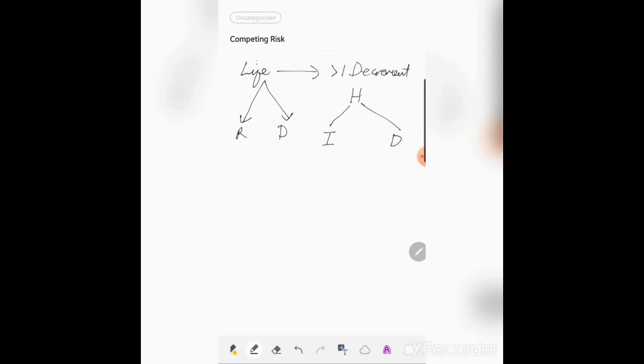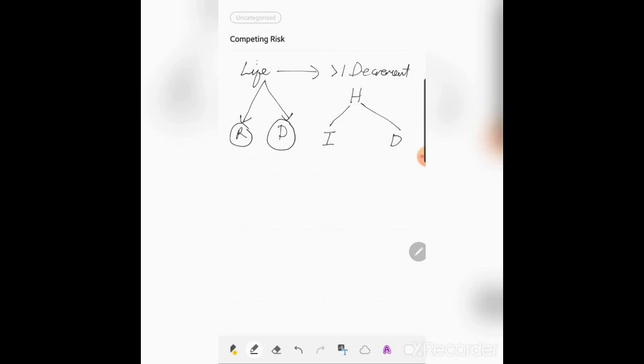So whenever one single life is subjected to more than one decrement, where that particular life can leave the population because of more than one set of risks, we call all those decrements a set of competing risks. So this is an example.